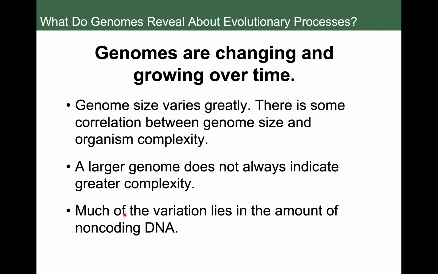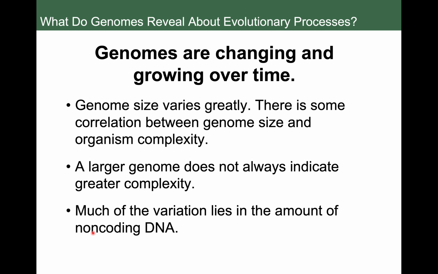So, as we've studied the evolution of genomes, there's a couple of things that have been very clear. First and foremost is that genomes are definitely changing over time, and they tend to be growing larger over time as well. So, if we look at just genome size across the many, many genomes that we've sequenced, we see there's a lot of variety out there. And there is some correlation between genome size and organism complexity. It's not a perfect correlation, but in general, we see more complex organisms tend to have larger genomes. So, as I said, it's not a perfect correlation, but in general, we do see that trend.